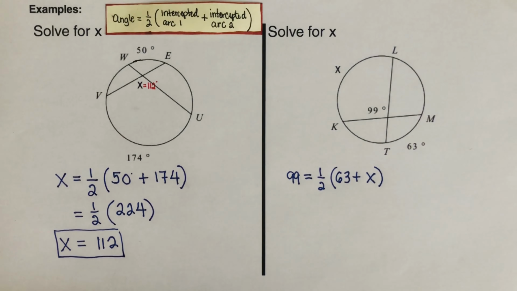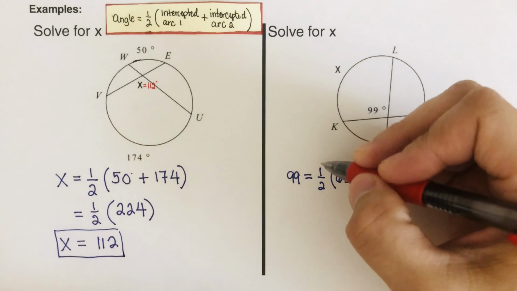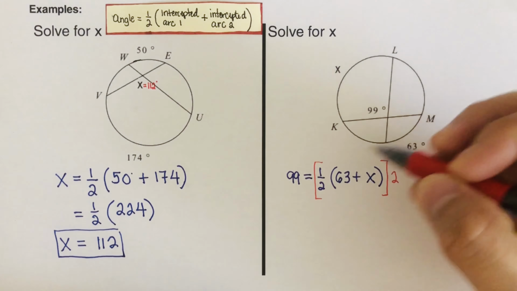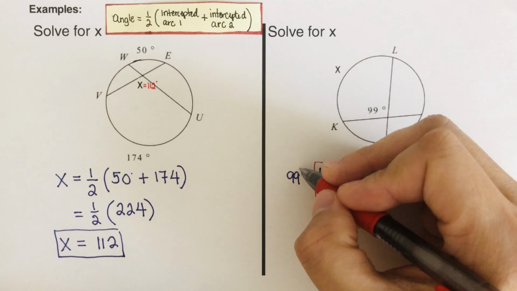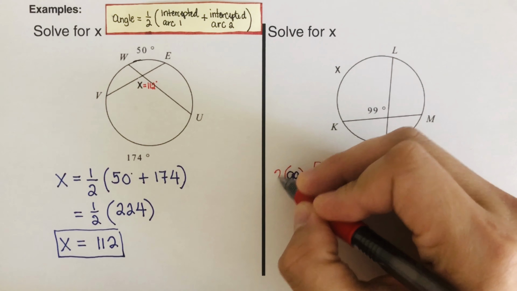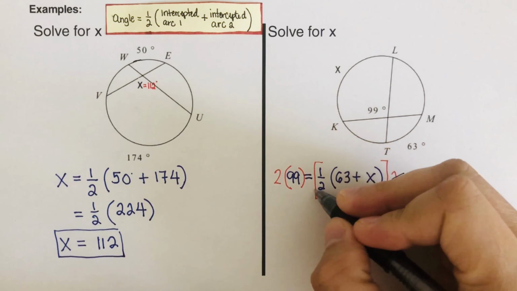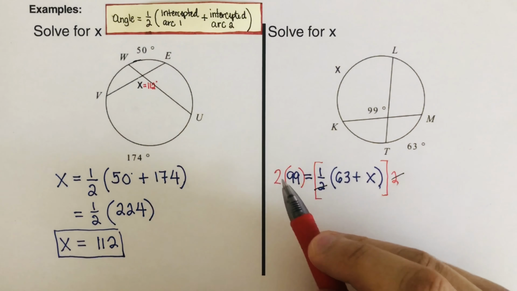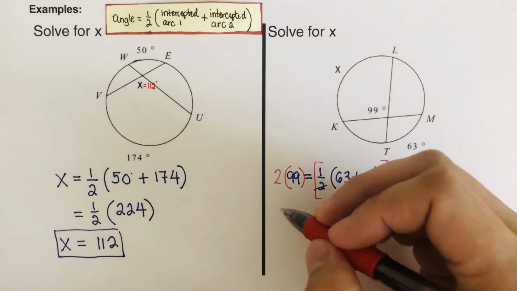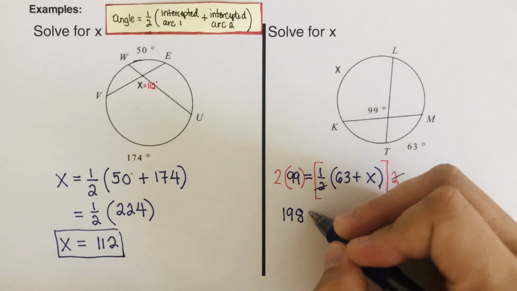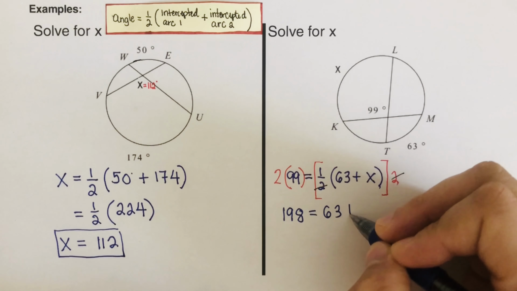Now the next thing that we're going to do is to get rid of the 1/2, or to get rid of the 2 here by multiplying both sides by 2. So I'm going to multiply this by 2. If I multiply this by 2, I do on the other side as well. So once we multiply by 2, we can cross these 2 out. So we're going to be left with 2 times 99 is 198. So that's 198 is equal to 63 plus x.